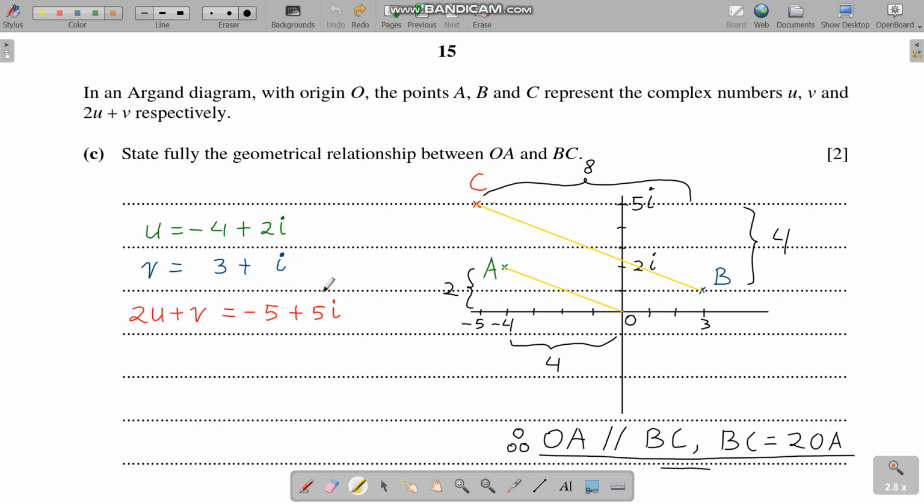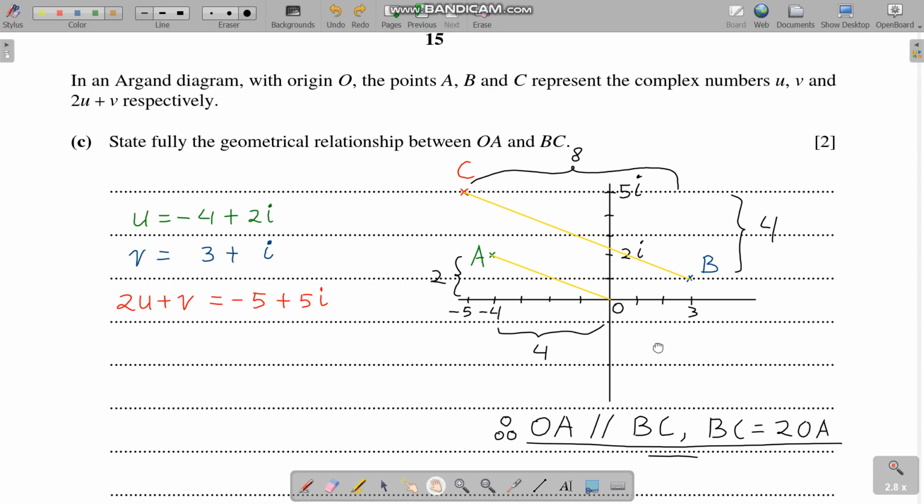Okay, so 2u + v, and the point A is u, so A is (-4, 2). This is the coordinates of A, this is OA, and for v, that is 3 + i, so B is (3, 1). This is B. And C is (-5, 5), this is C. Okay, so we have OA and we have BC. And state fully the geometrical relationship.